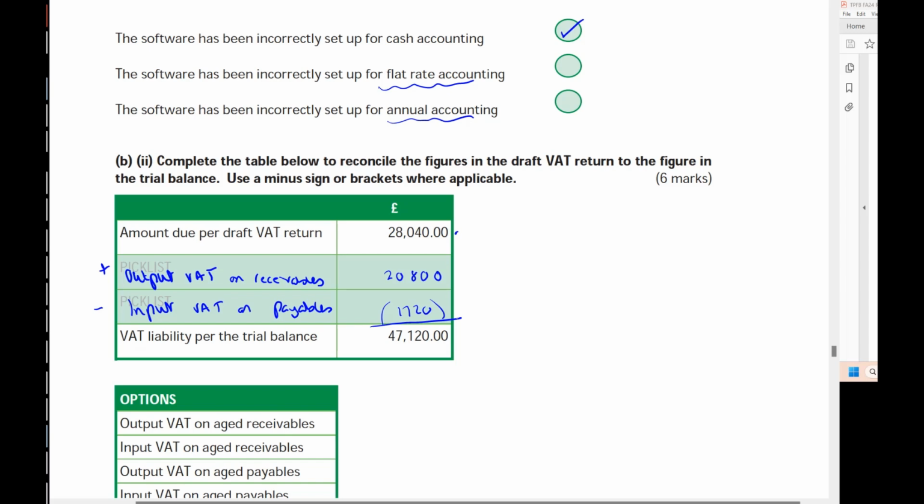Bit of a strange way to reconcile it really, because the VAT in the trial balance is actually wrong. The VAT in the VAT return is correct. So maybe we should have started with the VAT liability in the trial balance and then reconciled to the VAT return. But it doesn't really make any difference. The point is that you understand why the two are different. And we know which is the right one. The software is incorrect.